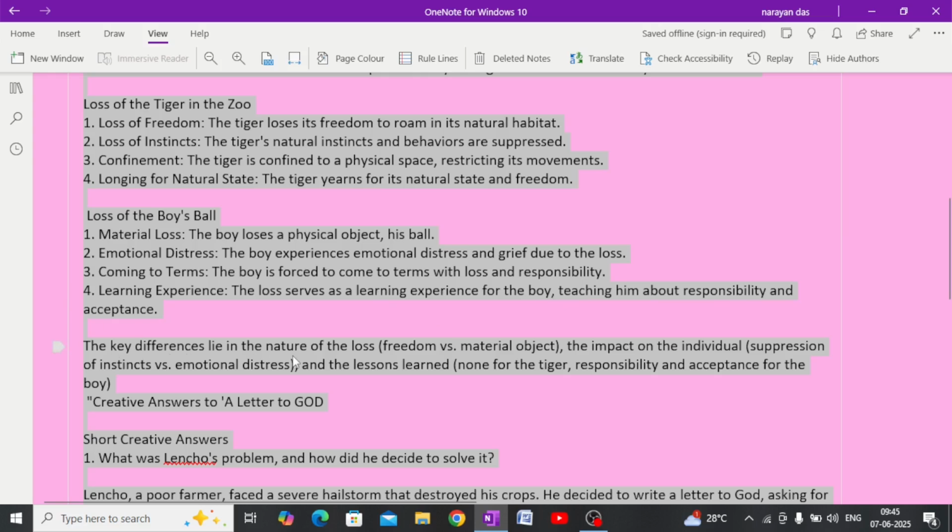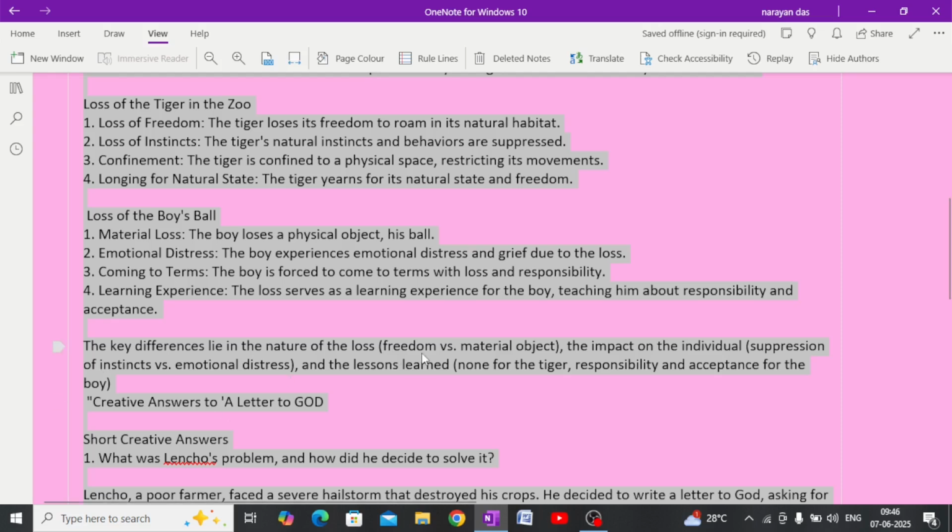The key difference in the nature of loss, freedom versus material loss. The impact of individual suppression of instinct versus emotional distress. And the lessons learned, none for the tiger, responsibility and acceptance for the boy. So from the tiger's captivity or the tiger's activity, there are very few things to learn, but from the boy's loss, we learn the art of accepting the loss and growing up.